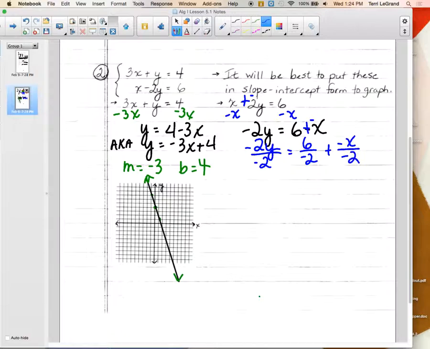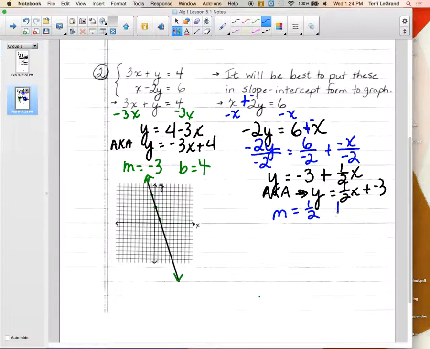Y equals negative 3 plus 1/2 x. So y equals negative 3 plus, because a negative divided by a negative is a positive, and that's a 1 in front of that x, so you're right, it would be 1/2 x. AKA, for those of you who like it really in good old, this is slope-intercept form. Okay, what's our slope? 1/2. What's our y-intercept? Can I trust you guys this time?